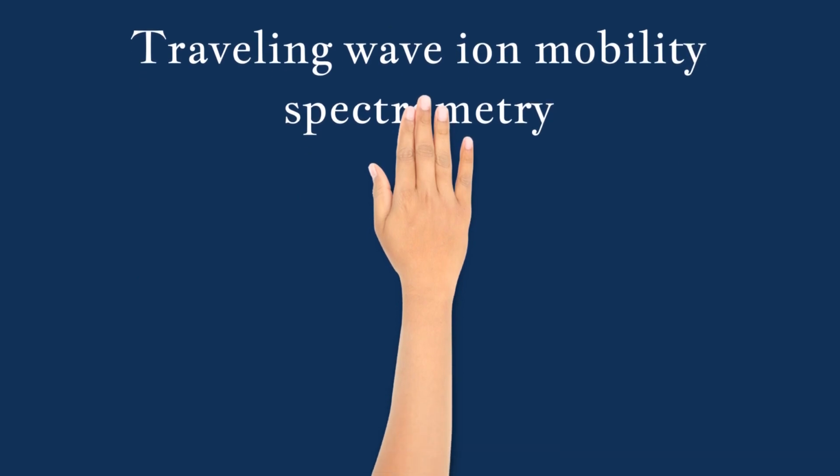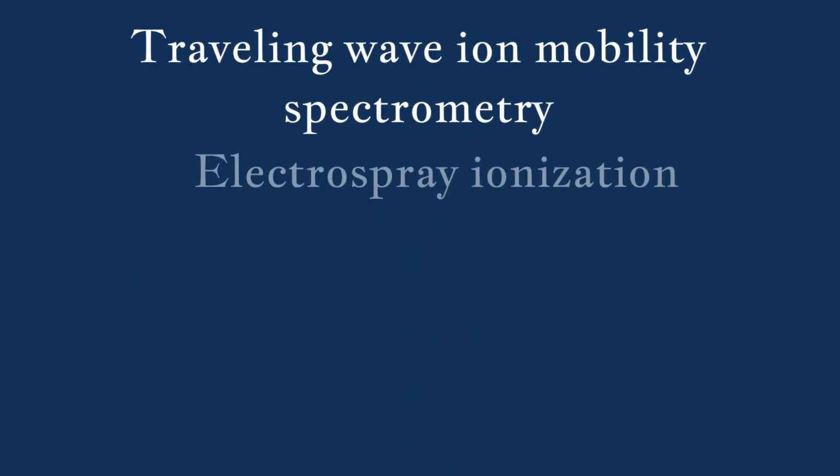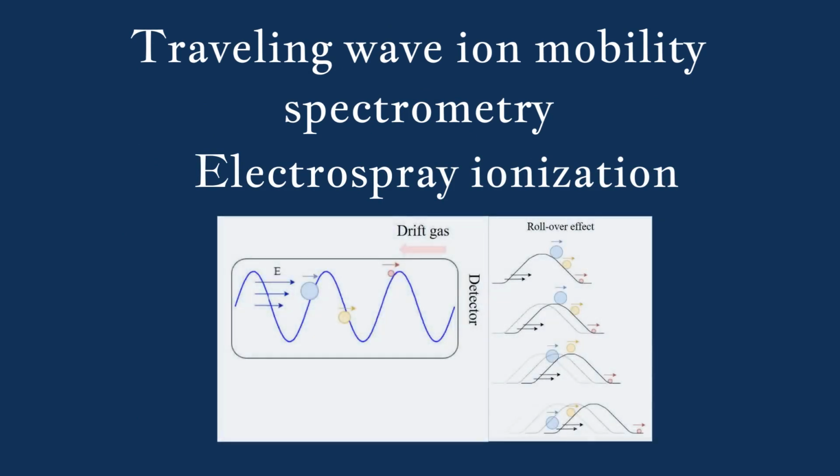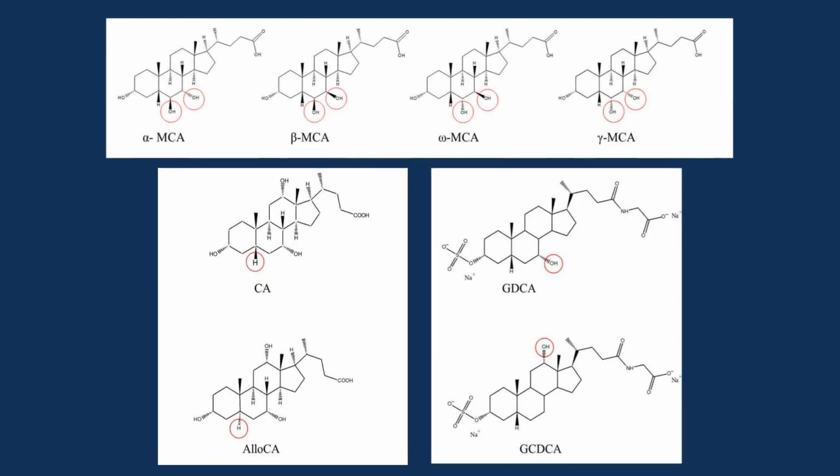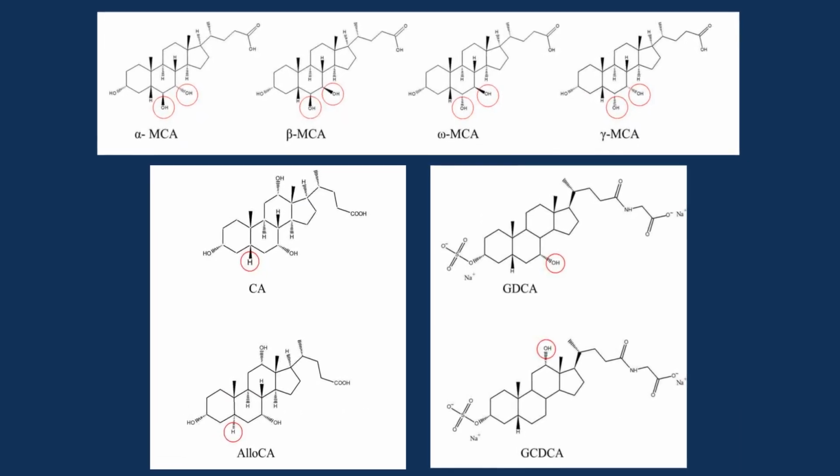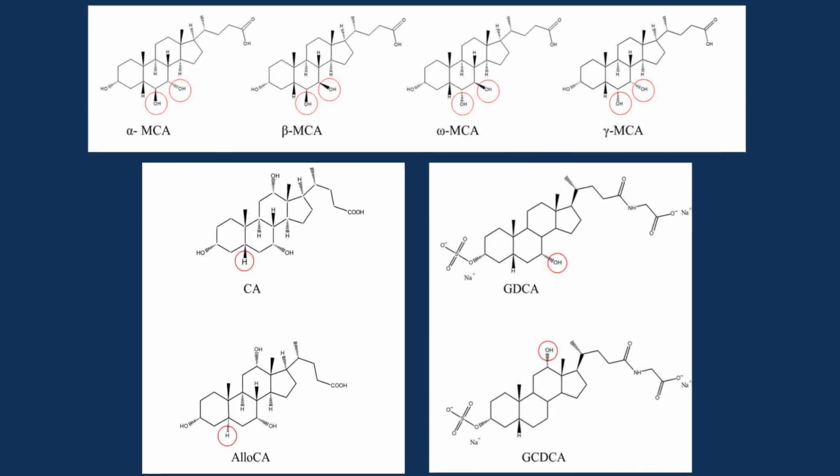The solution is to use traveling wave ion mobility spectrometry with an electrospray ionization source. This analytical technique permits the separation of ions based on collision cross-section differences. To separate these isomeric molecules, we tried different sets of strategies.